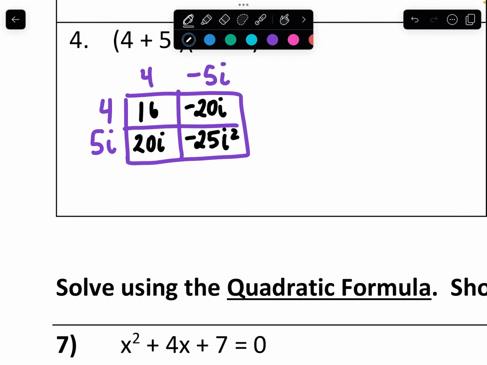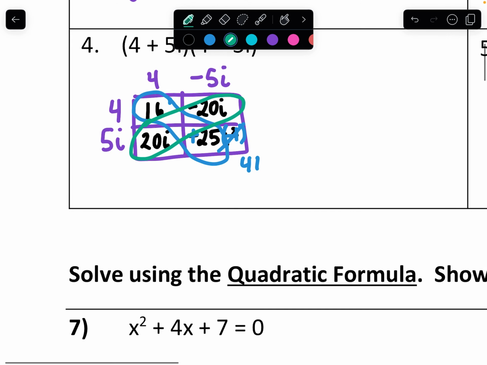Okay, i squared is the same thing as -1, and so we can write that as -1, and then -25 times -1 would be +25. And so the reals are 16 plus 25, which is 41. And then the imaginaries cancel. 20 minus 20 is 0. And so our final answer would be 41.